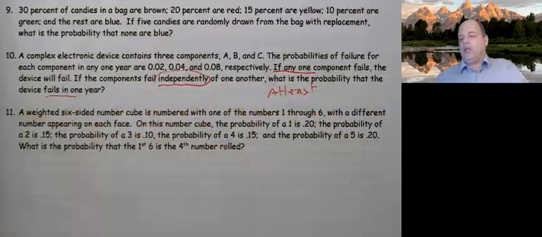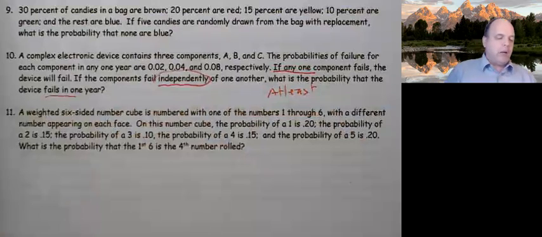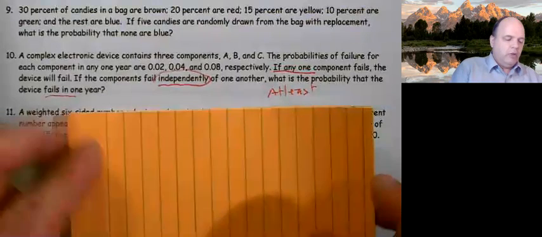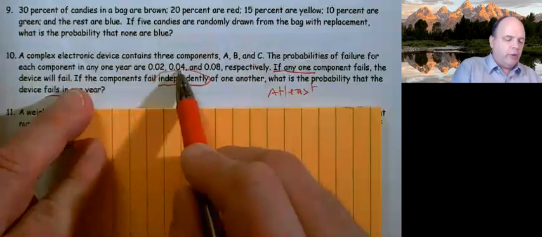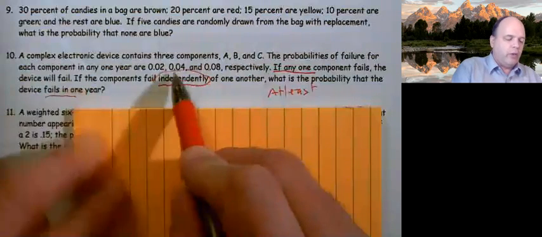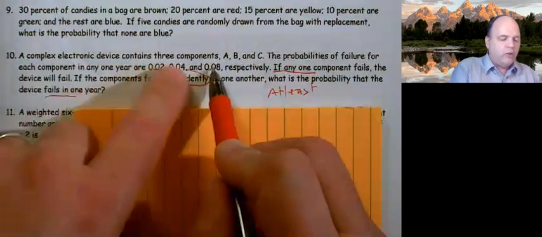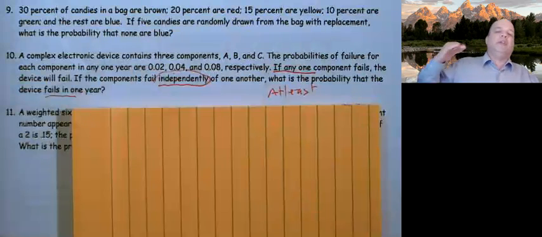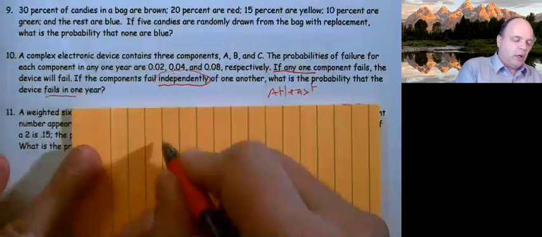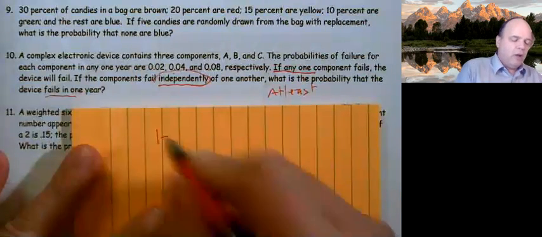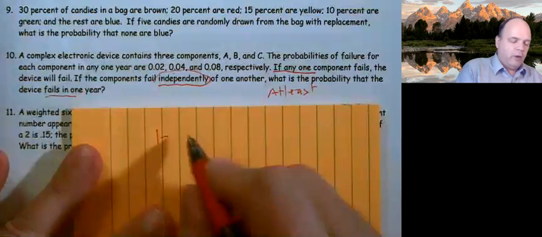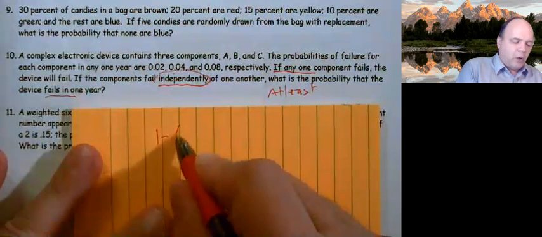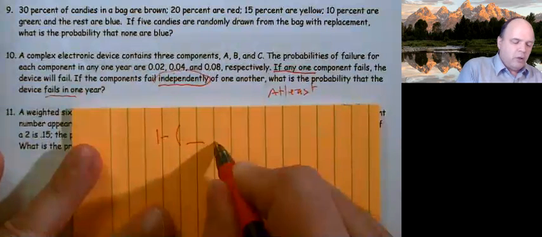All right, so here we are. We think we're working with a complement. If this one fails, or this one fails, or this one fails, or these two, or these two, or these two, or all 3 fail, the device fails. So I can figure all those individual probabilities out, or I can go, you know what, this is an at least problem. So I can do 1 minus the probability that the device does not fail. So we're going to be working with a complement in this situation.